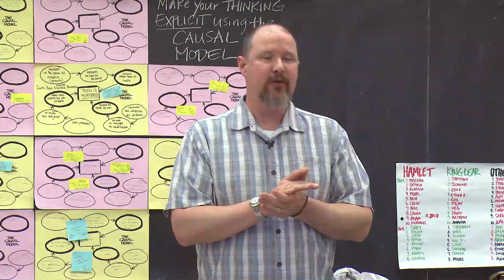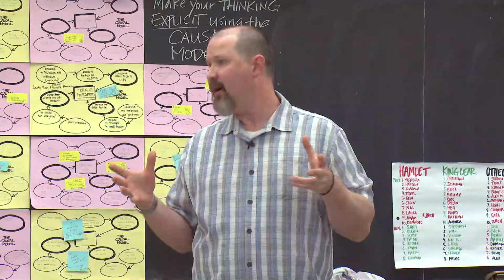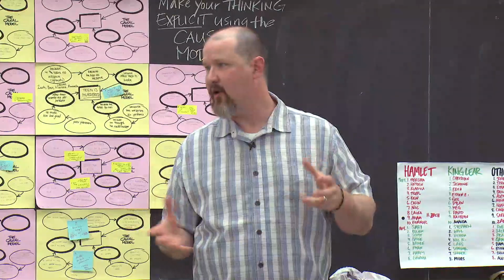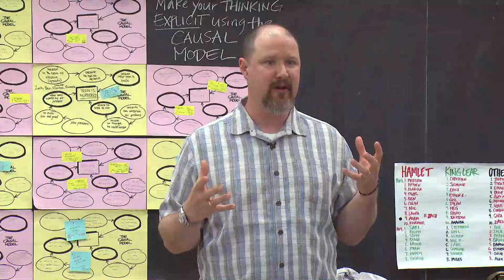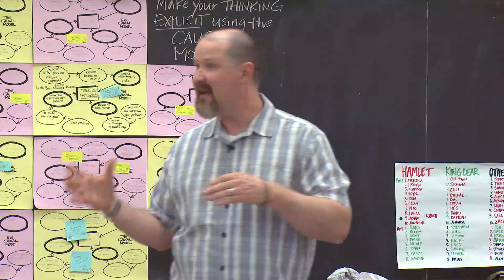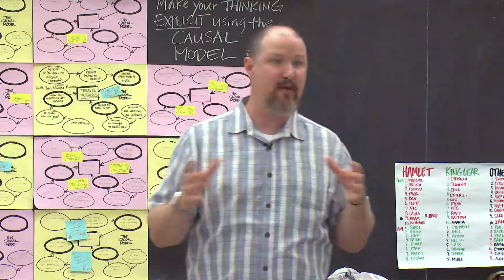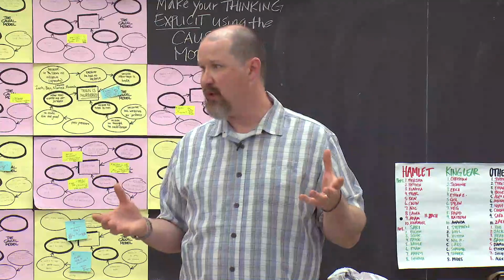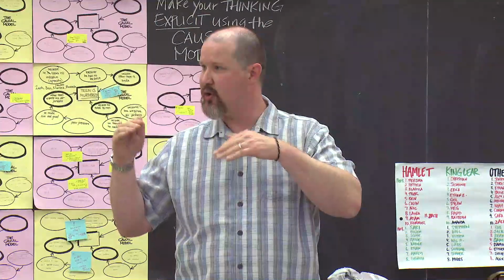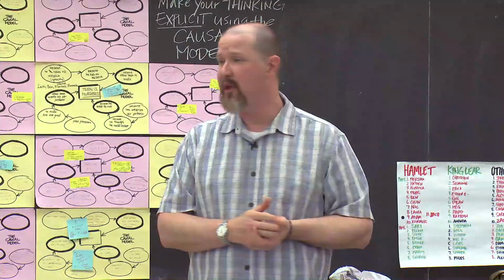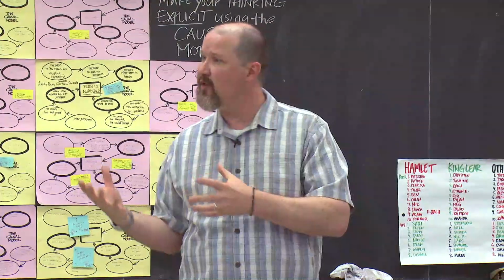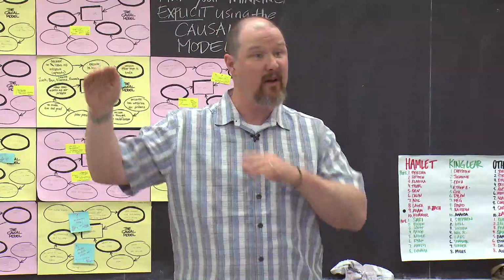We're ready now to start applying the causal model to our Shakespeare plays. So remember, the purpose of the causal model is you want to make your thinking explicit and show your ability to make connections between the key events, the things that take place within the play. So this is a good way for you to map out and show that you understand what you've read, but also to think about some of the relationships within the play, to think about the central events of the play and think about how one causes the other.